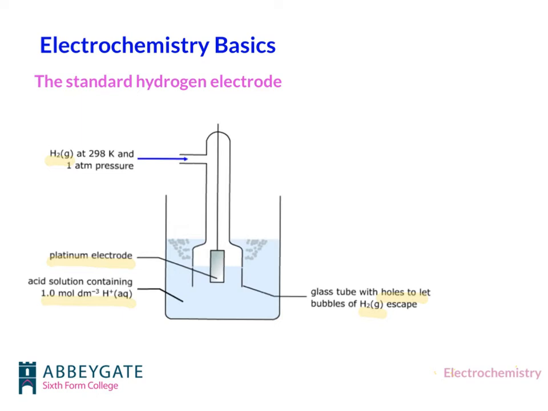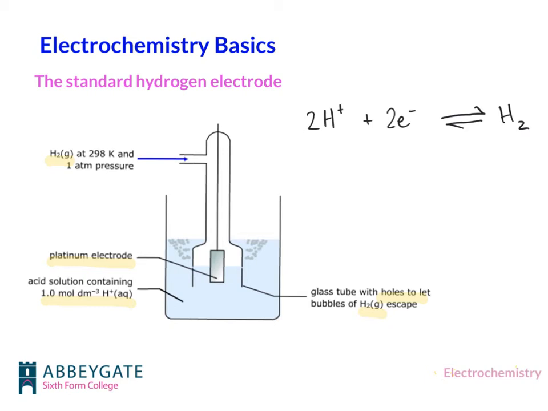Now, the standard hydrogen electrode is very, very important. It is used as the standard against which we measure everything else. So the standard hydrogen electrode is called a standard because we use it as the standard against which everything else is measured. Now, the equation for it would be, so we've got hydrogen ions and they're gaining an electron, and we form an equilibrium making hydrogen gas, so we're going to need 2 hydrogen ions and 2 electrons.